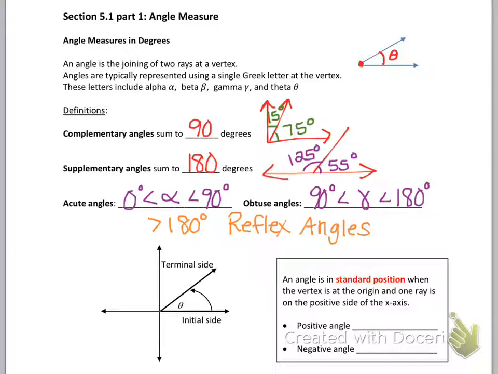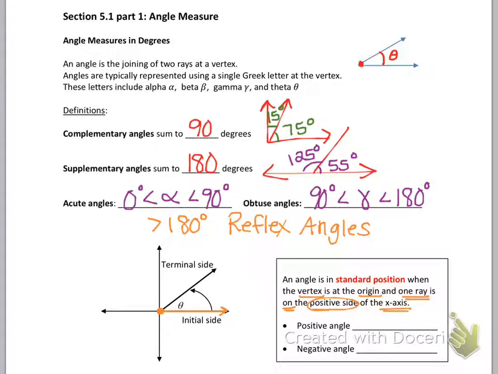Okay, so an angle is in standard position when the vertex is at the origin, which it is right here, and one ray is on the positive side of the x-axis. So positive side on the x-axis. So this is in standard position. So again, we have to remember the vertex is on the origin, and one of the rays is on the x-axis. And again, it has to be the positive side of the x-axis.